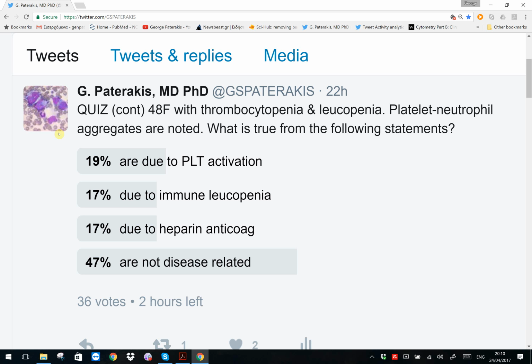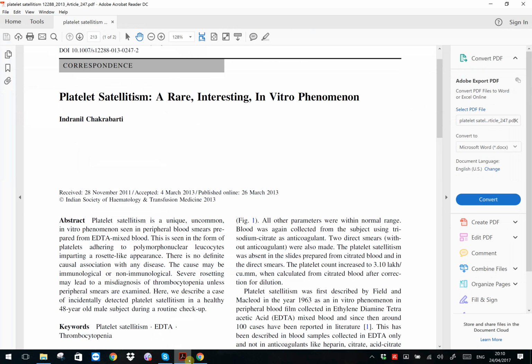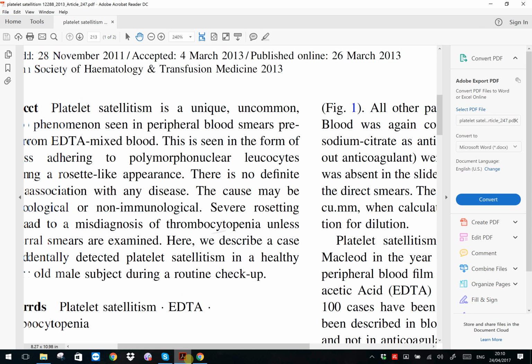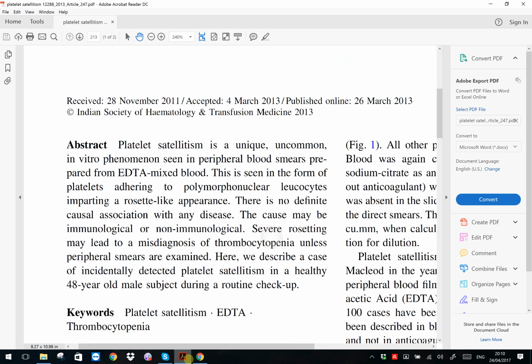We have not given a title to this phenomenon of platelets aggregated around neutrophils. So what is this phenomenon? This phenomenon is called platelet satellitism. Platelet satellitism is a rare and interesting in vitro phenomenon. It's a unique and uncommon in vitro phenomenon seen in peripheral blood prepared from EDTA mixed blood. It is seen in the form of platelets adhering to polymorphonuclear neutrophils.